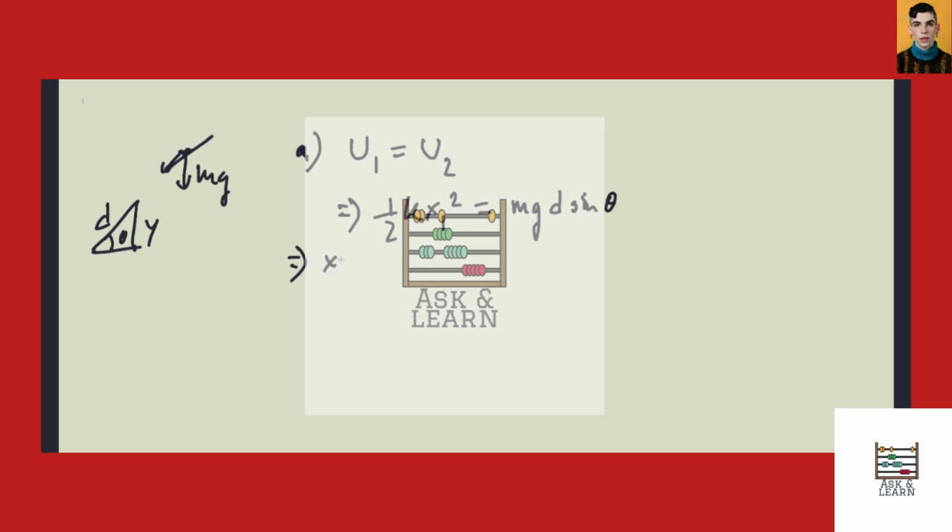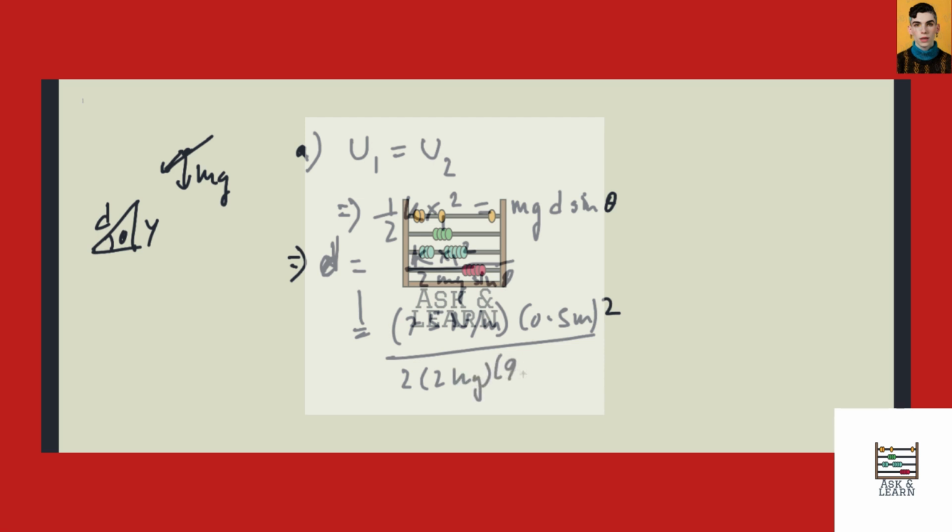Therefore, d, what we're after, is k x1 squared over 2 mg times sine theta. Okay, and k is 75 newtons per meter. x1 is 0.5 meter quantity squared over 2 times 2 kilograms times 9.8 meters per second squared times sine theta, which is 41, giving us a d of 0.73 meters.